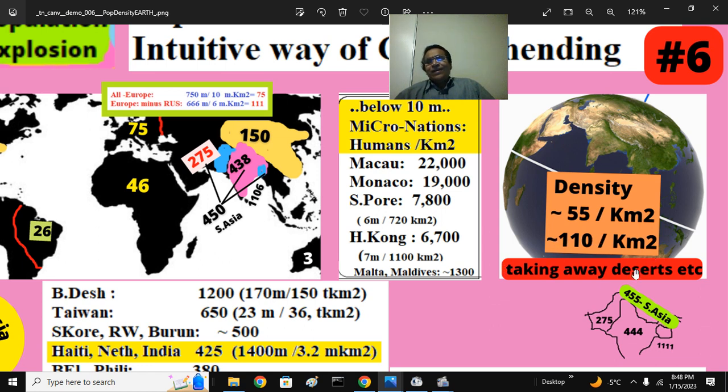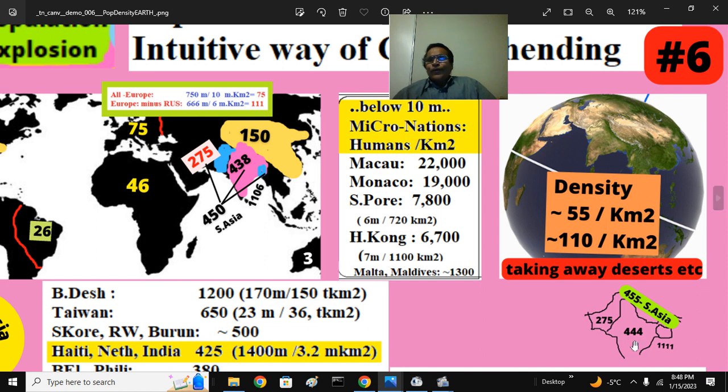Taking away the deserts and all those Tibetan Plateau and Amazonia, Greenland and so on, interior outback of Australia, 10 times make it, that is the real country 111. So you have 55, you have a 10 and you have 111. Other important thing, if you make it 111, India is 444. Pakistan, its neighbor, is a little less, 275.